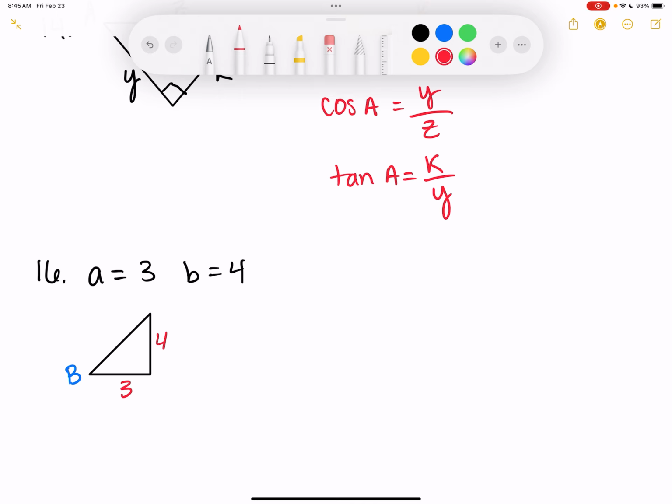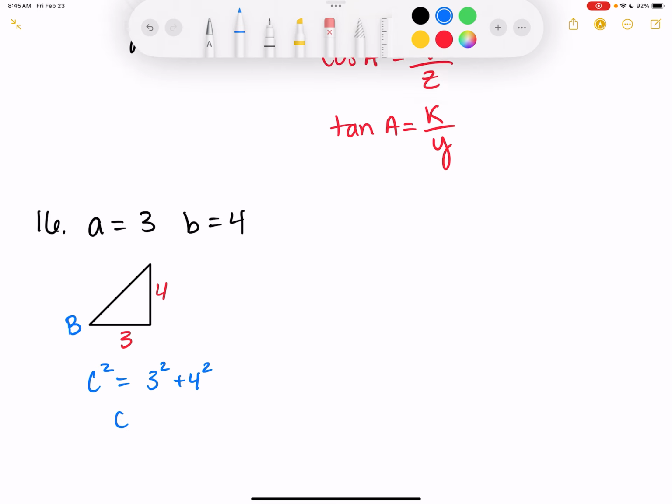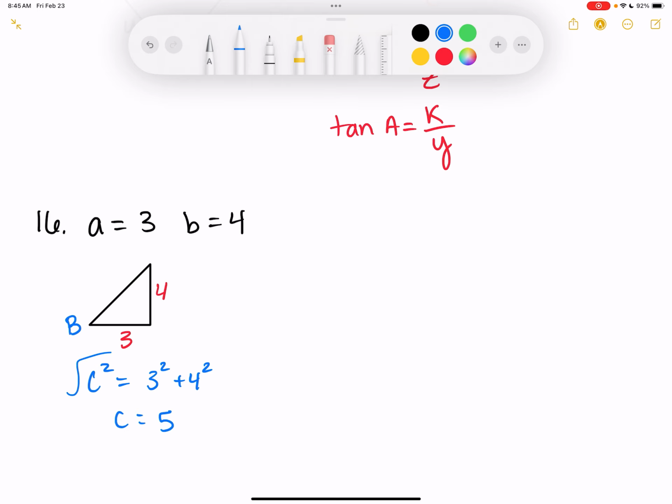Now I need to find the other side. C squared is equal to 3 squared plus 4 squared. What'd you say? 5. Do you know why? Because it's the root of 25. Yes, C is 5. If you take the square root of both sides, we get 5. And yes, it is a Pythagorean triple.